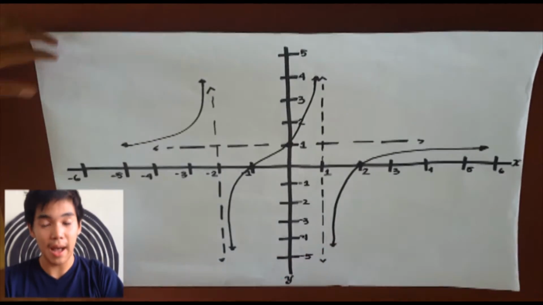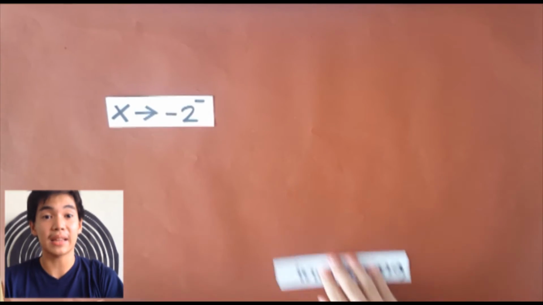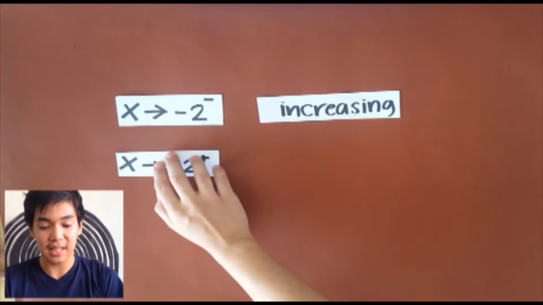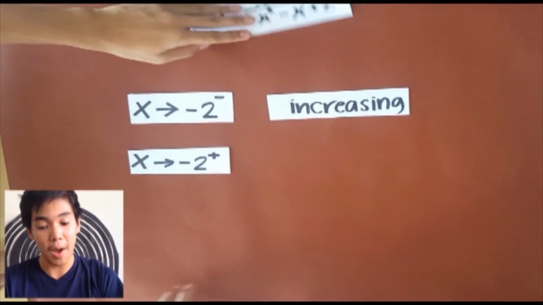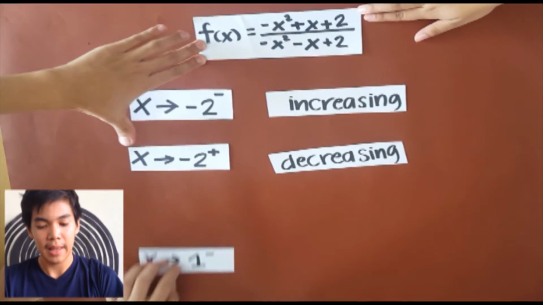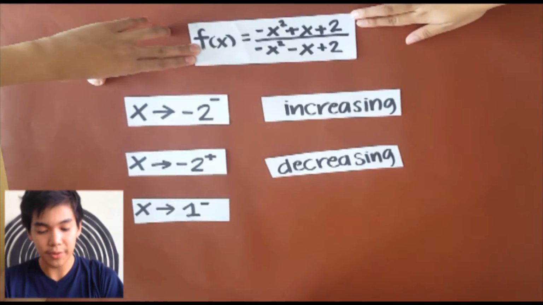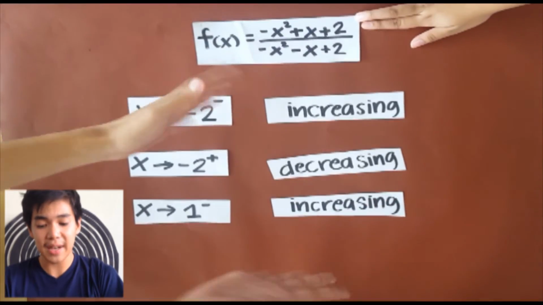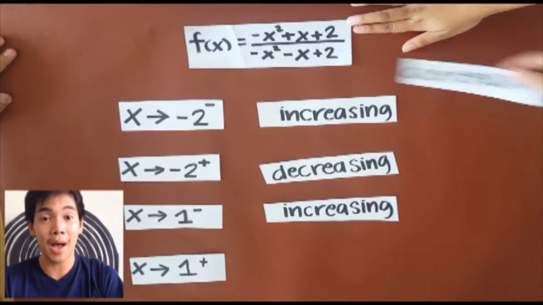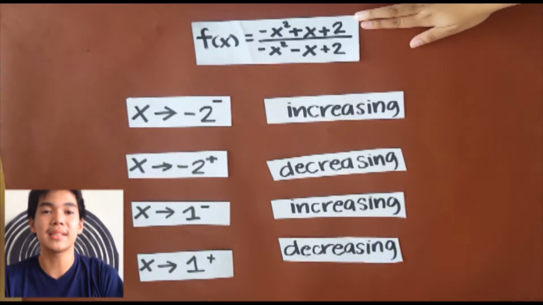For the behavior of the graph, as x approaches -2 from the negative side, f of x increases. As x approaches -2 from the positive side, f of x decreases. As x approaches 1 from the negative side, f of x increases. And as x approaches 1 from the positive side, f of x decreases.